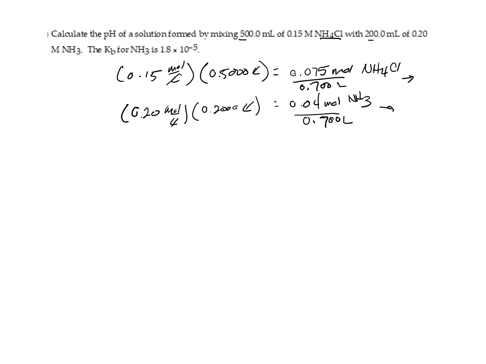And this means our final concentration of each of these is going to be 0.107 moles per liter of ammonium chloride and 0.057 moles per liter for ammonia. So now we've got our final concentrations of both the buffering components that we're interested in. And what we can do now is see what equation we're interested in.